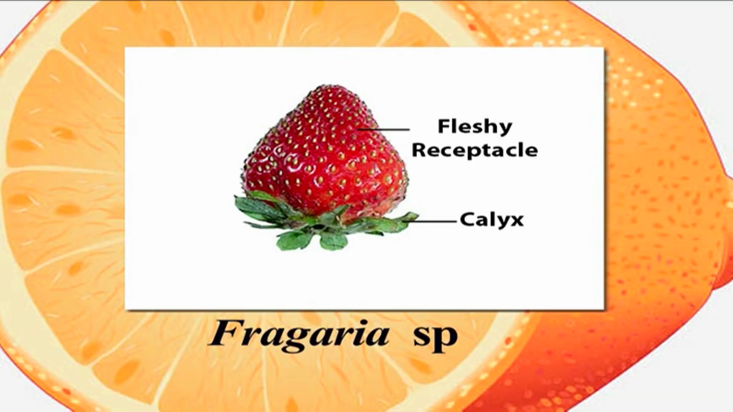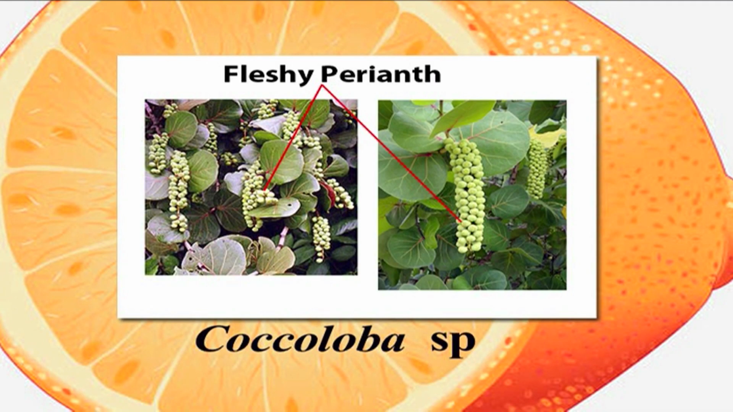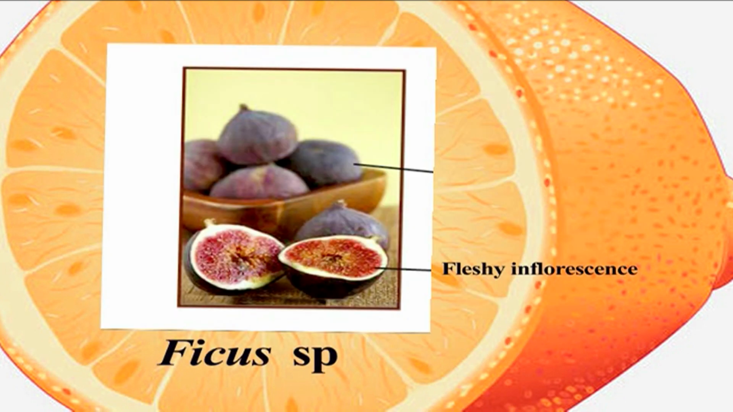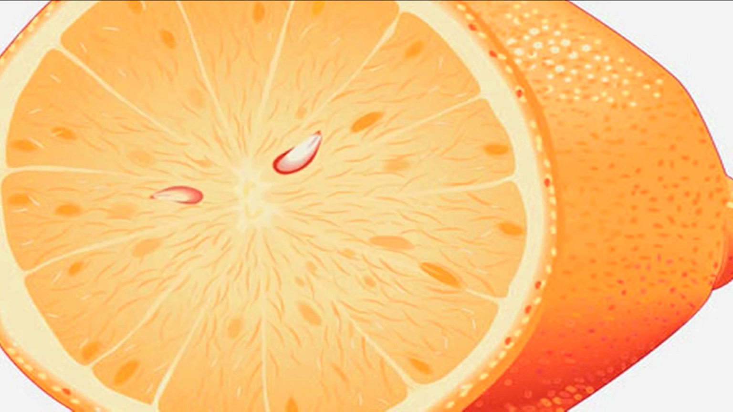Examples of accessory structures include expanded fleshy receptacle of Fragaria species, the fleshy perianth of Coccoloba species, the wing-like calyx of Dipterocarpus species, and the fleshy inflorescence axis of Ficus species.